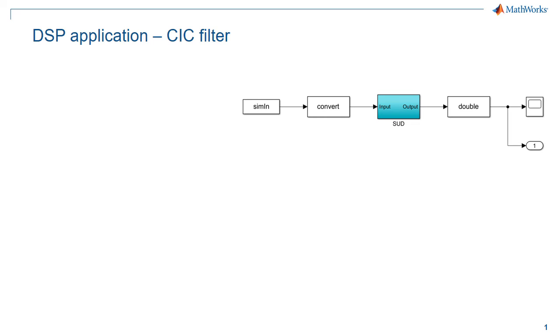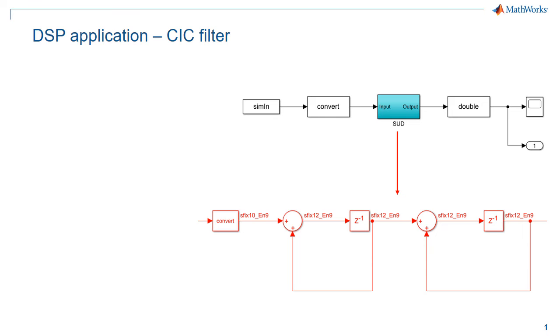In this example, we are using a CIC filter design model and converting it to an optimal fixed-point implementation that is efficient in terms of resource utilization on a Xilinx Virtex 7 FPGA target.